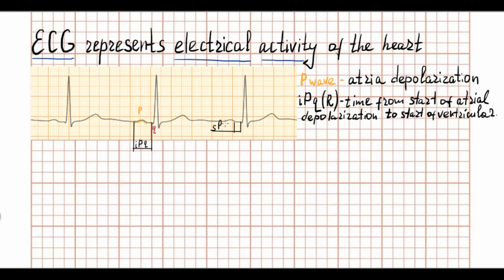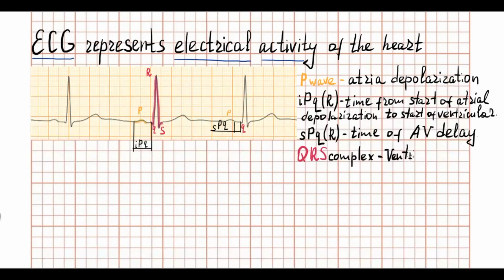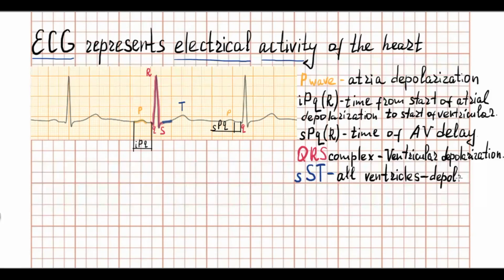The PQ or PR segment is the time from the end of atrial depolarization to the start of ventricular depolarization. The PQ segment represents the delay in the AV node, which allows time for ventricular filling. The QRS complex is ventricular depolarization. The ST segment is the time when the ventricles are totally depolarized. Normally, it is isoelectric. The T wave is ventricular repolarization.